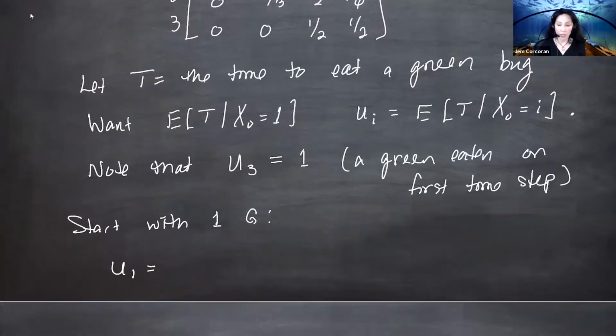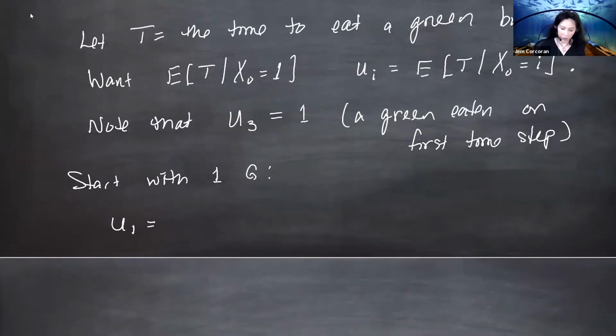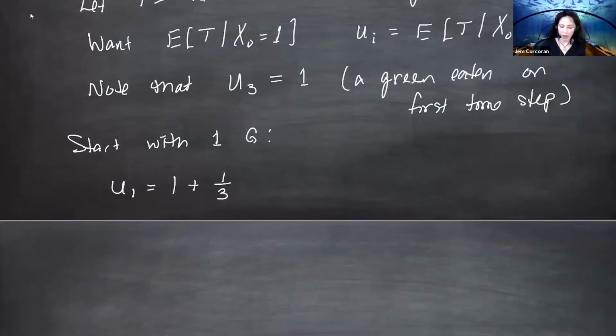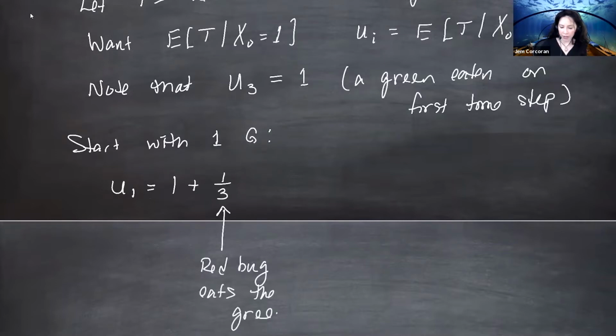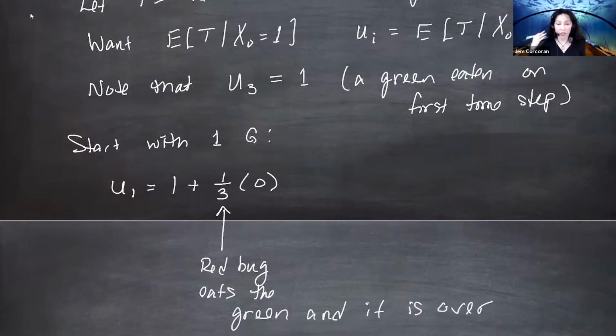So we're going to have to take at least 1 time step for any bugs to be eaten. So there's a 1 plus, like the system has to move. And then with probability 1/3, I'm going to label this down here. With probability 1/3, the red bug will happen to jump exactly to that node of the green bug. So the red bug eats the green, and it is over. And that means we count 0 more steps. Again, this is a first step analysis, and you can think about it the same way we've done it, but it's not like one we've actually done.